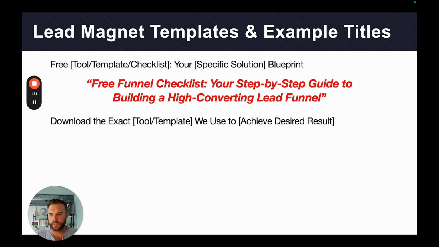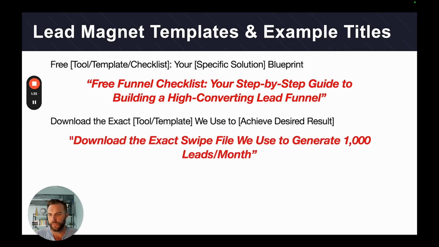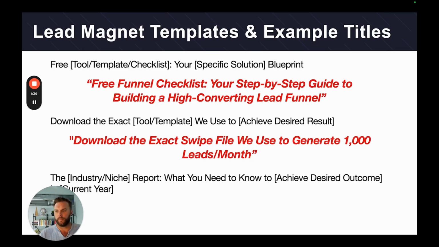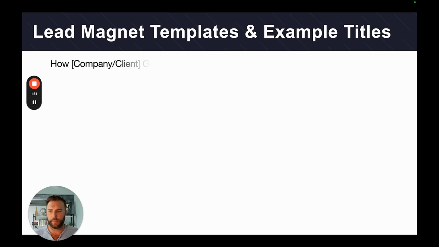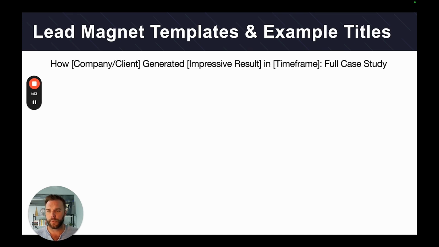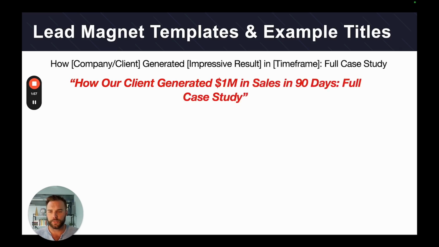Download the exact tool or template we use to achieve desired result. So in this case, download the exact swipe file we use to generate 1,000 leads per month. The industry or niche report, what you need to know to achieve a desired outcome in X year. Might look like the 2024 marketing report, what you need to know to double your leads this year. A few more examples. How your client generated an impressive result in time frame, full case study. So our client generated $1 million in sales in 90 days, full case study.